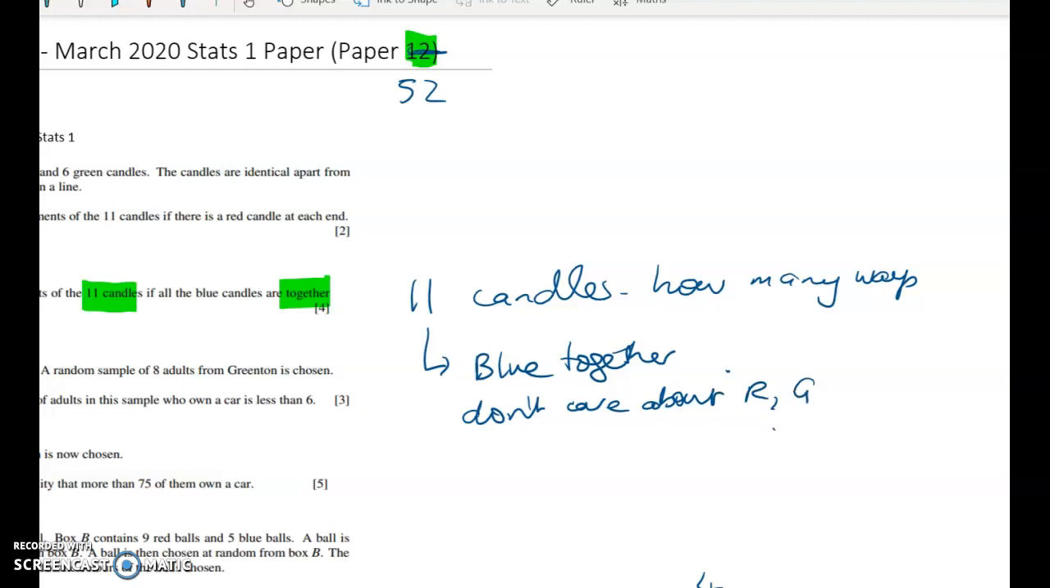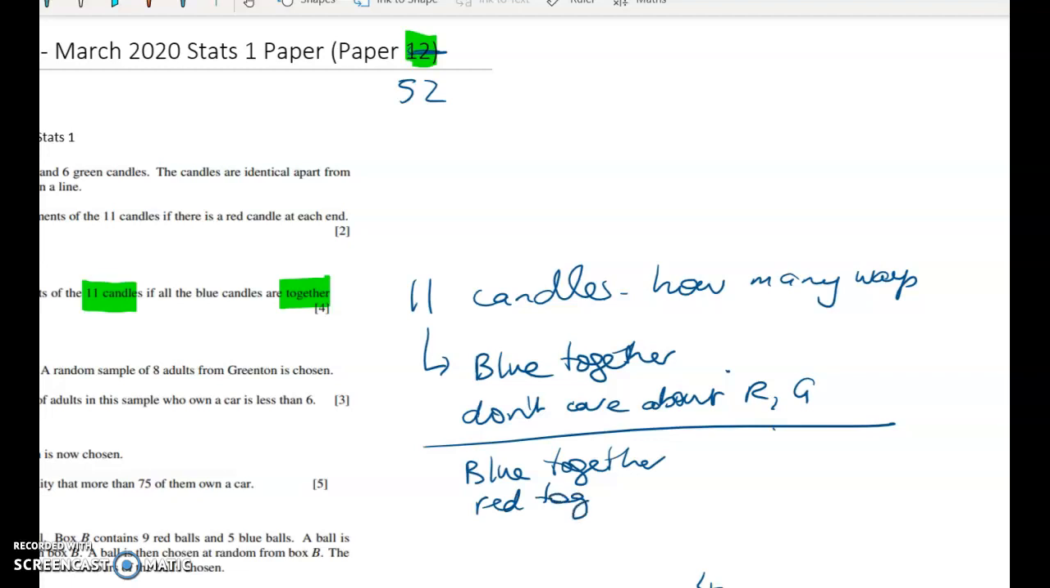So red and green can be anywhere. So we're going to do that one first. And then we're going to work out not what they're asking for directly. We're going to do blue together and we're going to do red together. Because what we want is all of these ways take away this number.